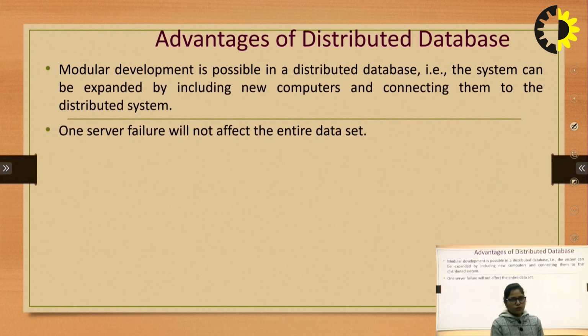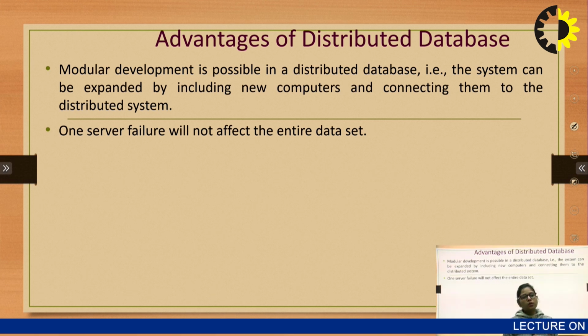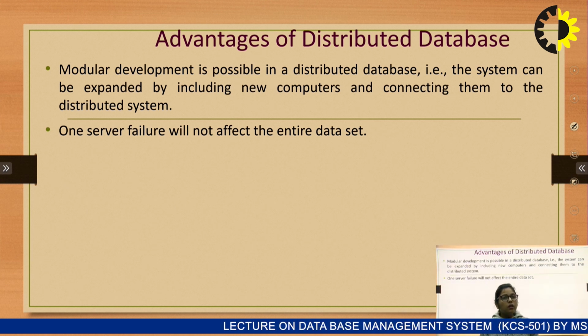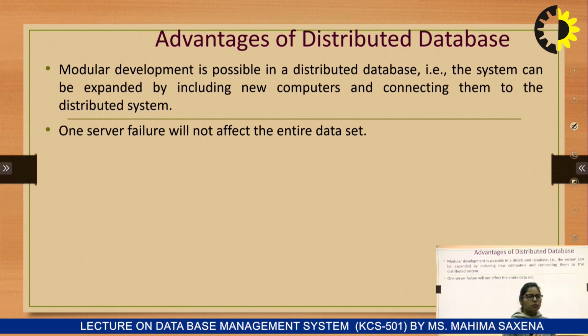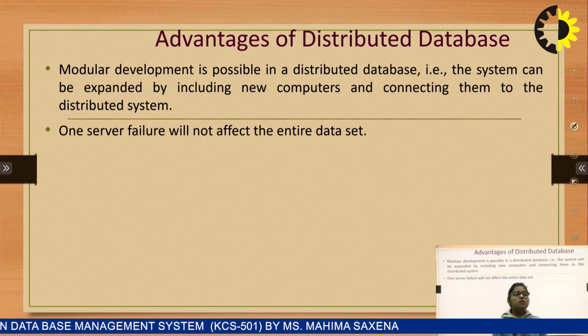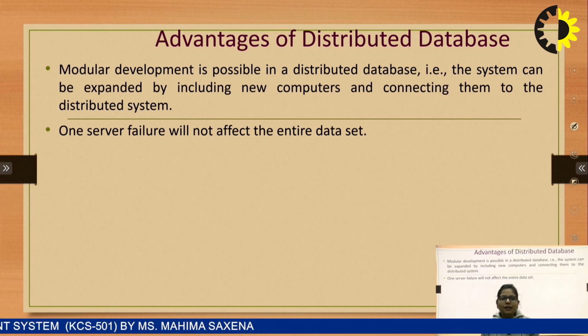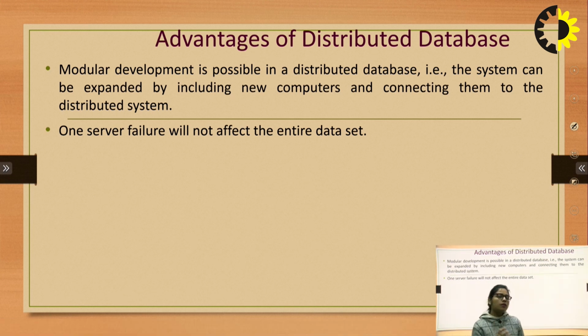Now, what are the advantages of a distributed database system? Modular development is possible in a distributed database. That is, the system can be expanded by including new components and connecting them to the distributed database system. A server failure will not affect the entire data set. In a distributed database system, our data is distributed across different databases. If one database fails, the other databases will not be affected. This is the most important advantage of a distributed database system.